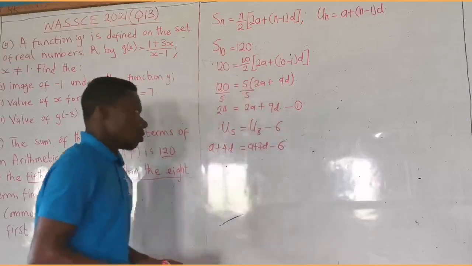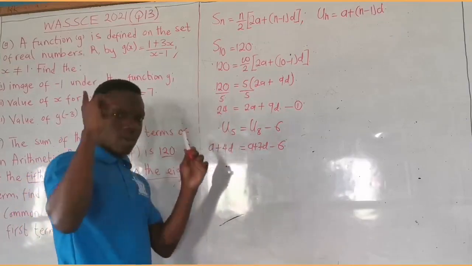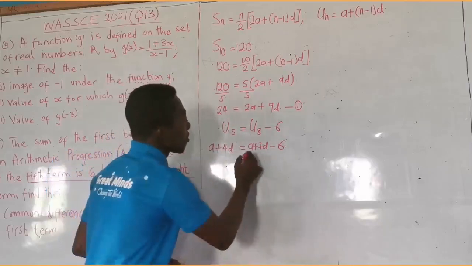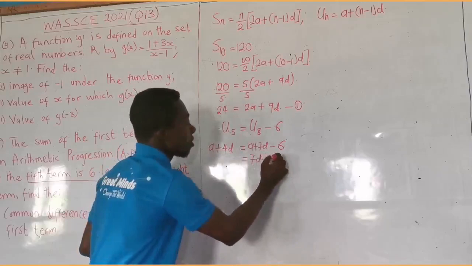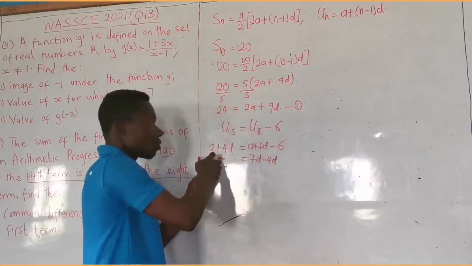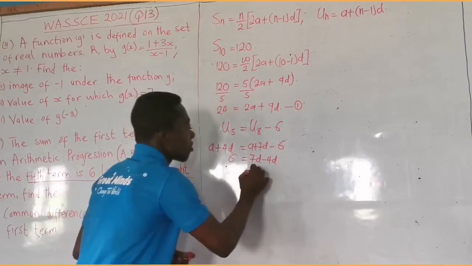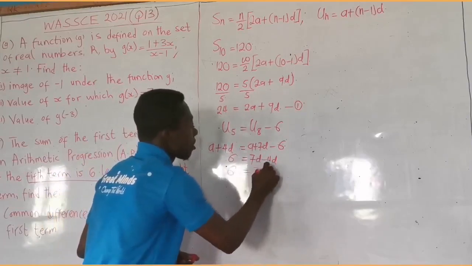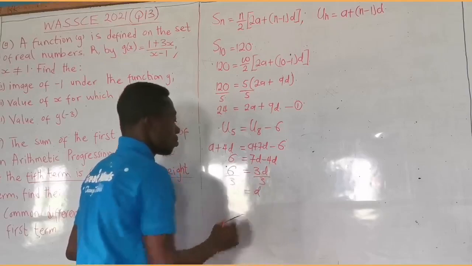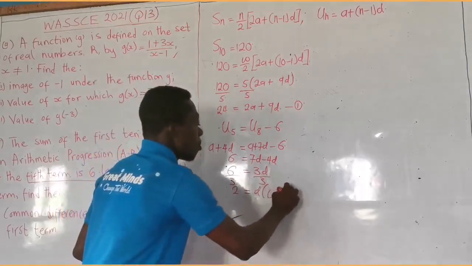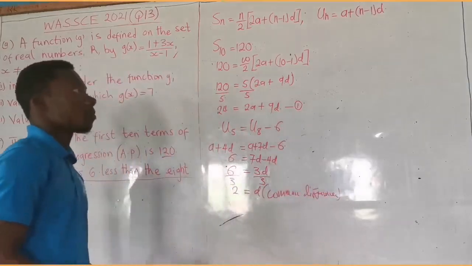minus 6. So after getting this, all I need to do is solve for one of the values. Realize that a can cancel a to make it 0. So here is 7d, and the 4d comes and joins the 7, so we minus 4d, and the 6 is negative. When it comes to join the 0 for the a, it becomes positive 6. So here it becomes 6 is equal to 3d. So divide both sides by 3, and my d is then equal to 2. So that's my common difference for the AP.